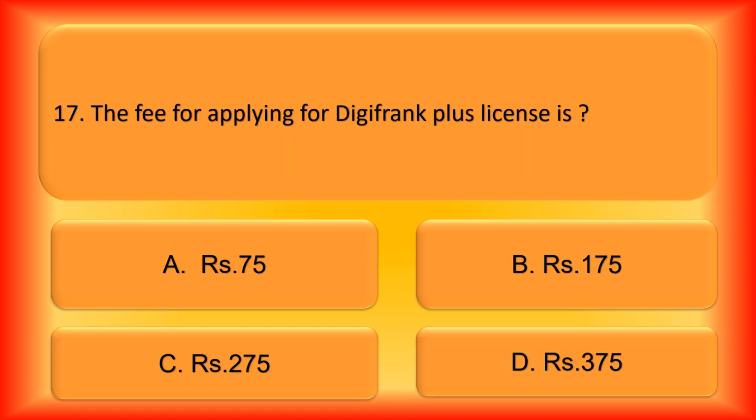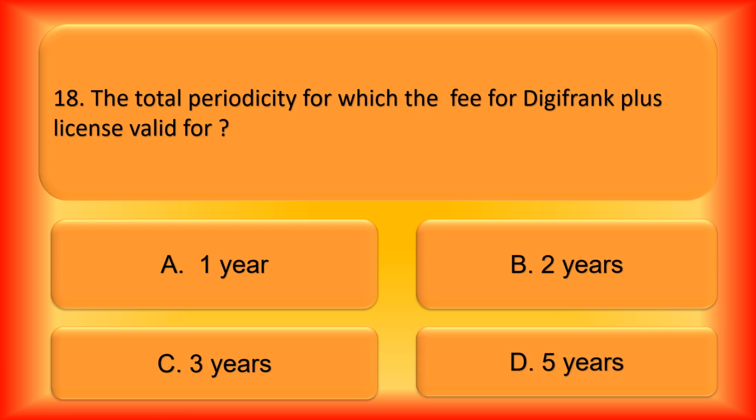Question number 17. The fee for applying for DG Frank Plus license is Option A, Rs. 75. Option B, Rs. 175. Option C, Rs. 275. Option D, Rs. 375. The correct answer is Option D, Rs. 375.